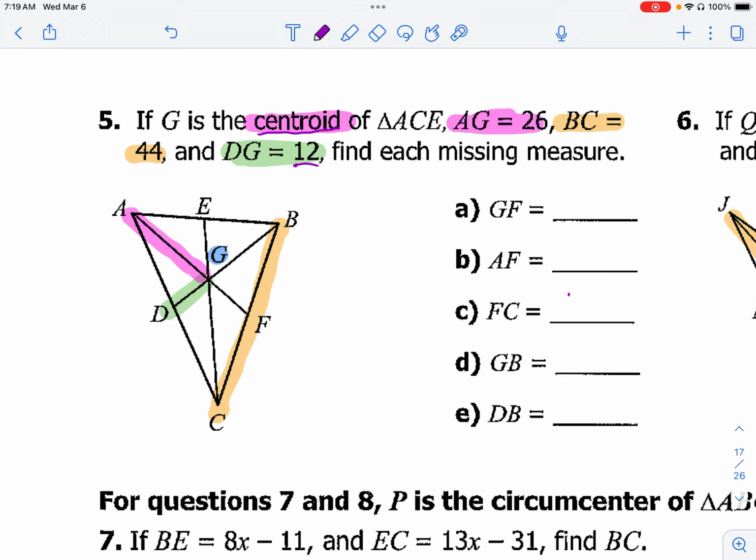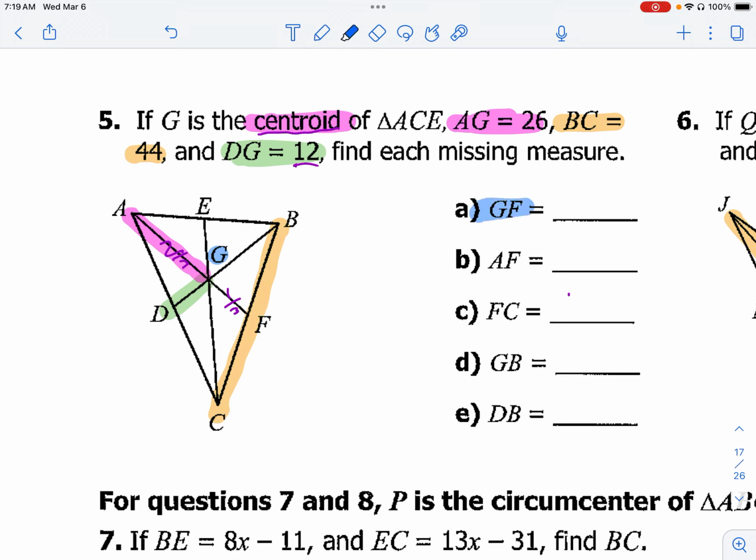We also know that the centroid is cut so that we have a 2/3 and a 1/3, with the 2/3 being the section near the angle and the 1/3 being the section near the side of the triangle.